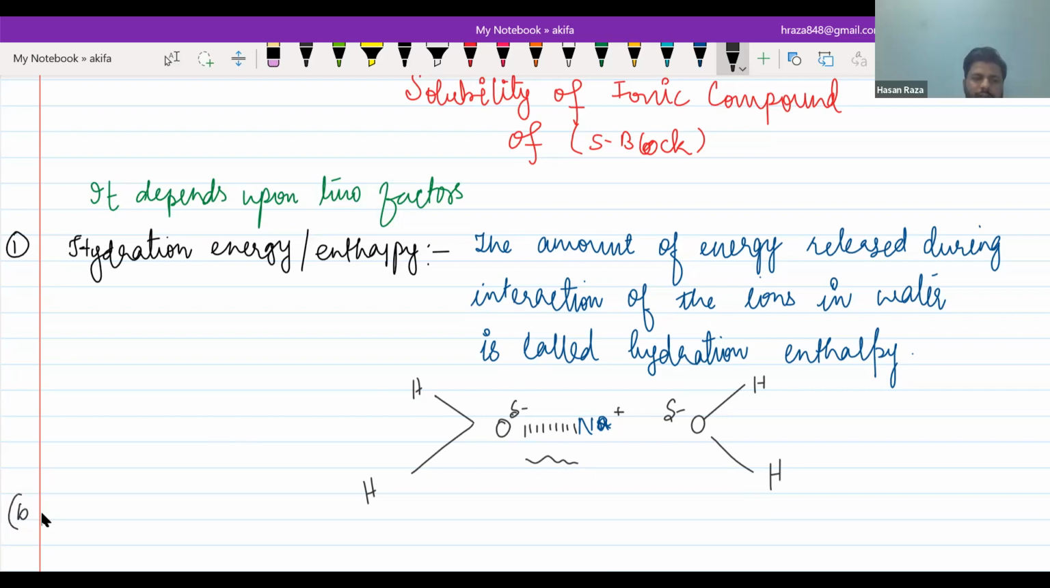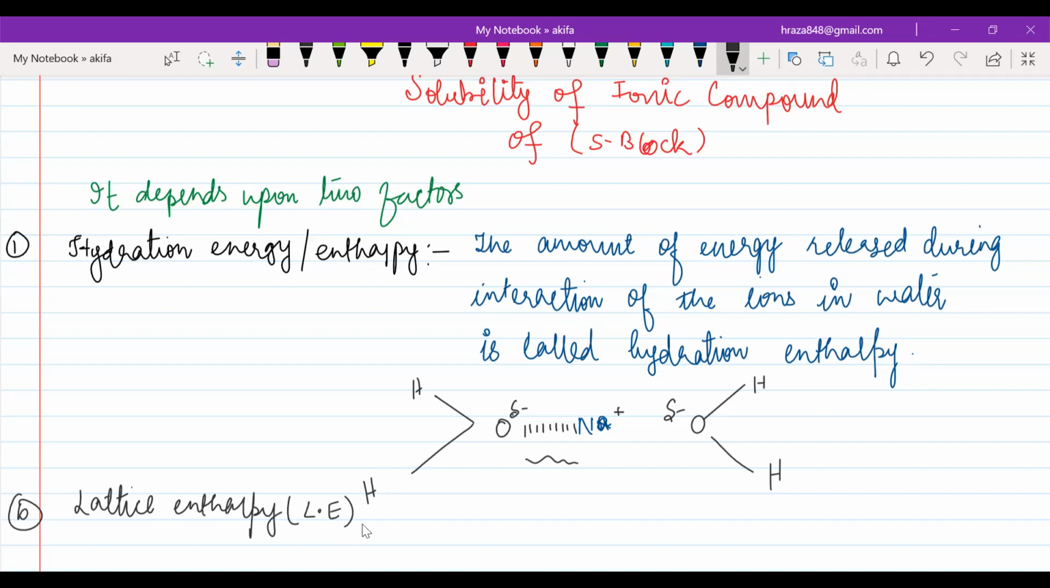The next factor is basically lattice enthalpy. And you know what is lattice enthalpy or lattice energy? Amount of energy required to convert 1 mole of solid ionic compound into its constituent ions in gaseous state. That energy is called lattice energy, and we have already discussed about lattice energy. Lattice energy is directly proportional to magnitude of charge, inversely proportional to size of ions. Is that clear, Akifah? Yes. Very good.